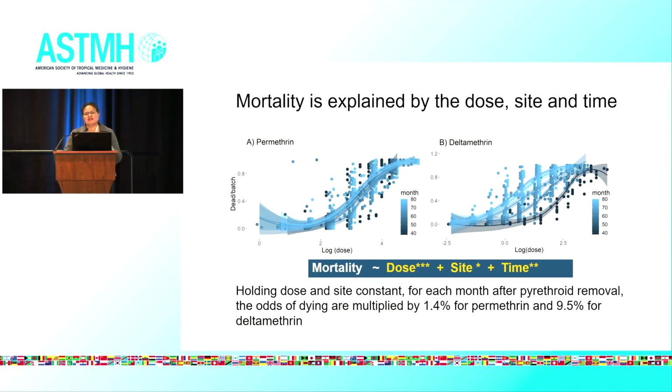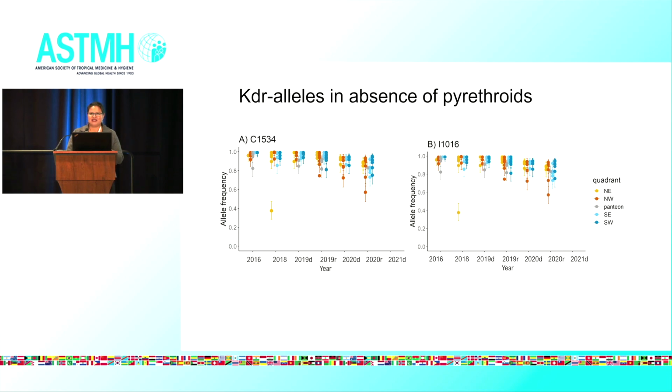This means that for each month that we remove pyrethroids, there's an increase in mortality over time, which is really good news, right? We can see that vector susceptibility to pyrethroids can be restored.